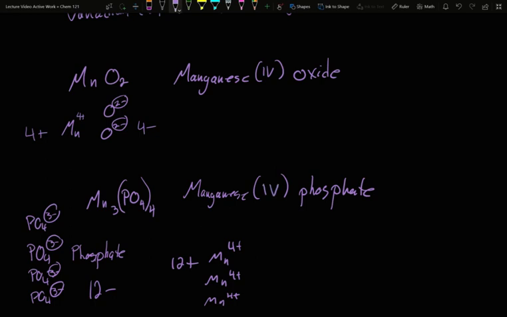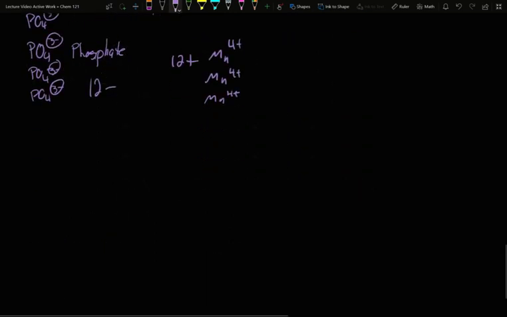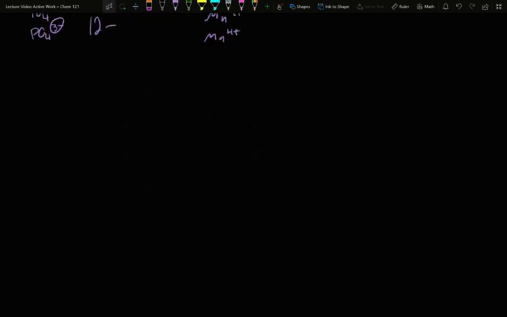Manganese 4 phosphate. Nothing in the name tells you how many of the different ions you have. We are left to figure that out by using known charges of the anions to determine the charge of the cation. All right, in terms of naming transition metals, that'll be enough examples. We'll have a practice video up as well.